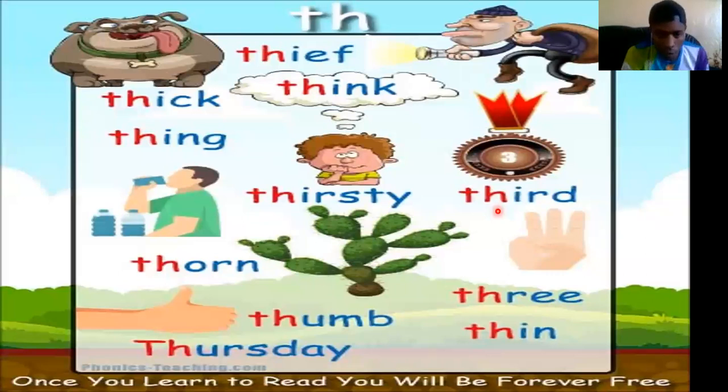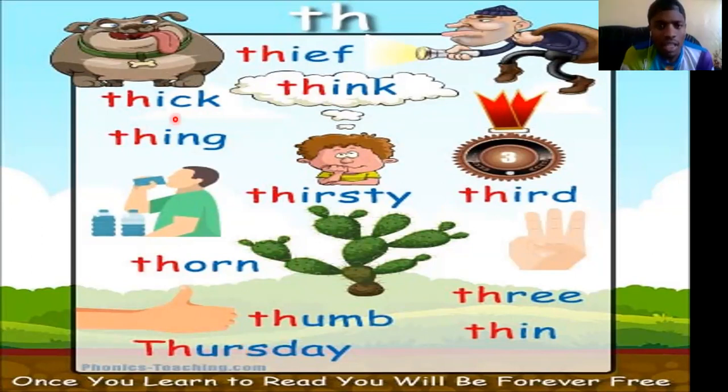Then we have thorn. A thorn is on a rose or any plant, or a cactus. A cactus is normally found in deserts, and it has prickly things for defense. They're called thorns. You find them on plants or trees. Then thumb is thumb. Then Thursday: what's the day today? Thursday. Then thin, I've given you the example of thin, and then 3 is the number 3. Third and 3 are similar, it's just that third is used when you want to describe the position or the number of something.